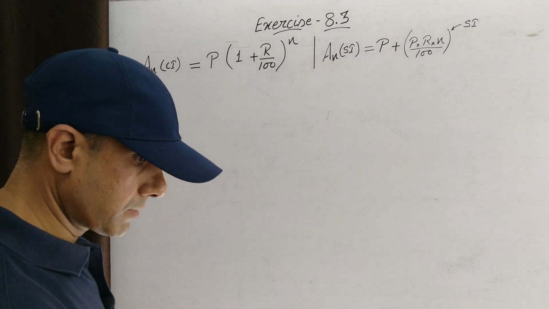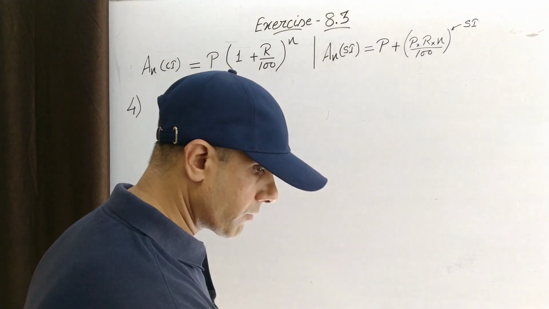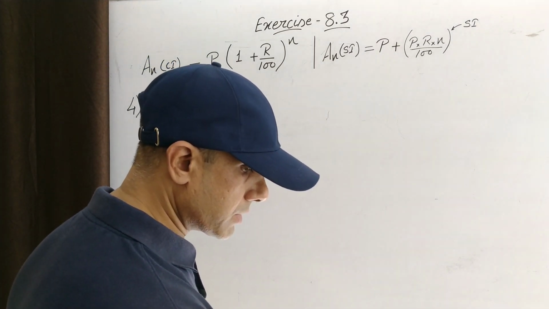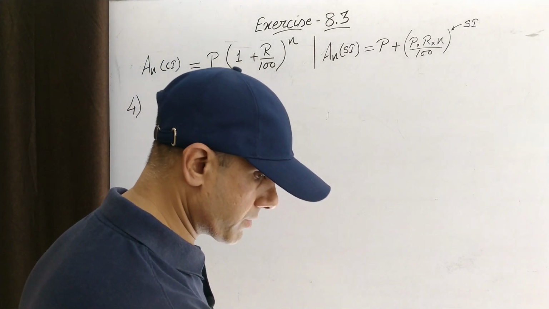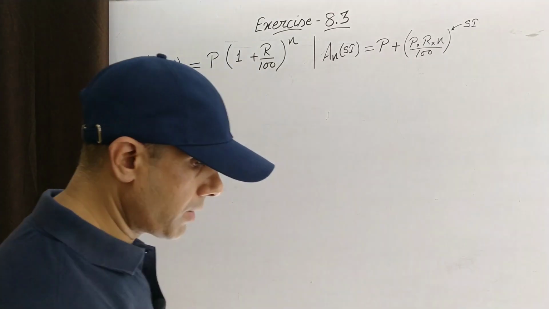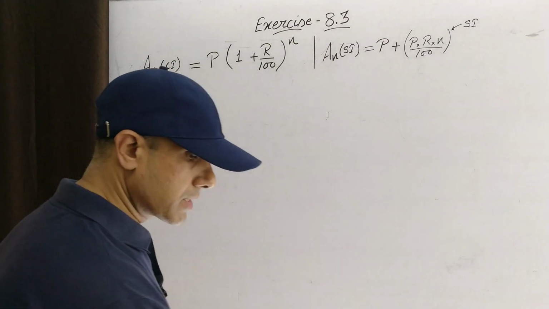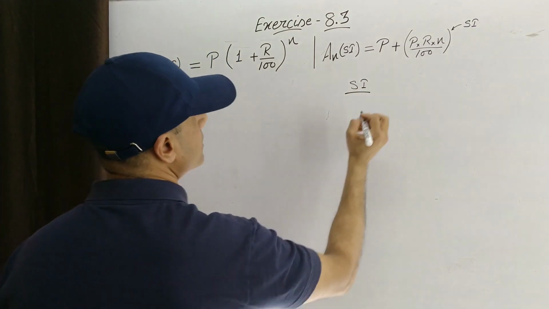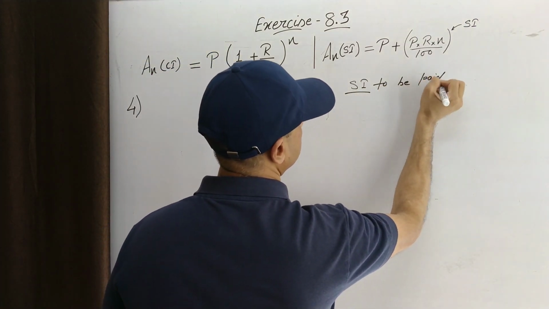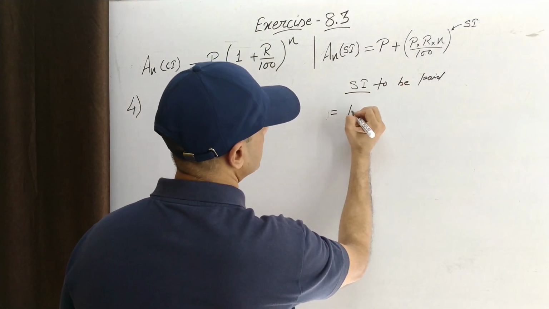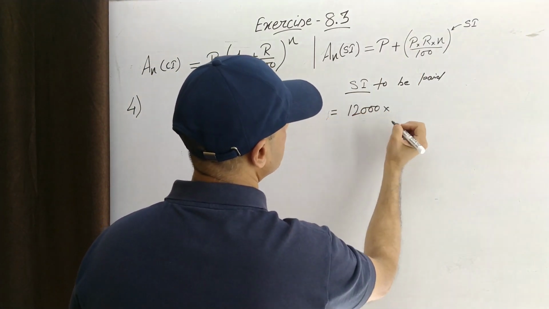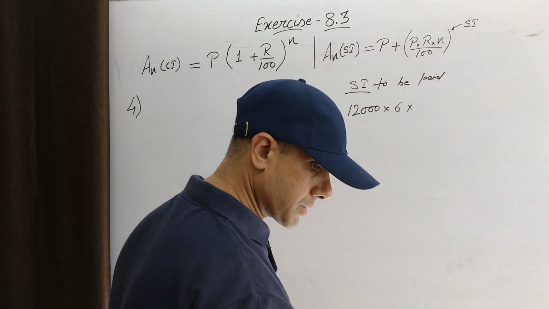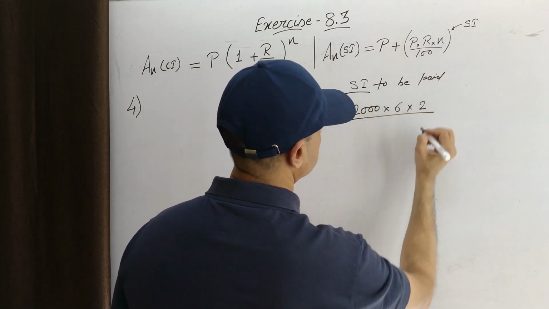Question number 4. I borrowed 12,000 from Jamshed at 6% per annum simple interest for 2 years. Had I borrowed this sum at 6% per annum compound interest, what extra amount would I have to pay? So let's calculate first the simple interest. Simple interest to be paid is equal to the principal amount into the rate of interest, that is 6%. Duration is 2 years.